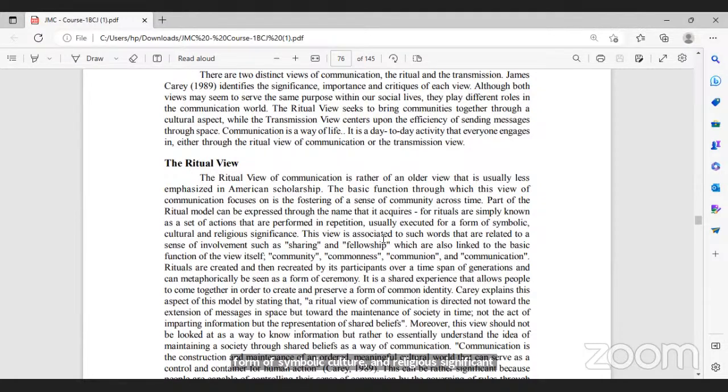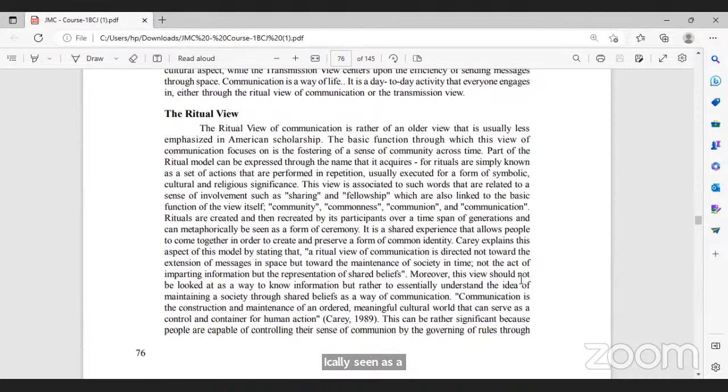The view is associated with words related to sharing and fellowship, which are linked to the basic function of the view itself: community, commonness, communion, communication. So rituals are created and then recreated by their participants over a time span of generations and can metaphorically be seen as a form of ceremony. So it is basically the ritual view, practiced as part of a tradition or a ritual.